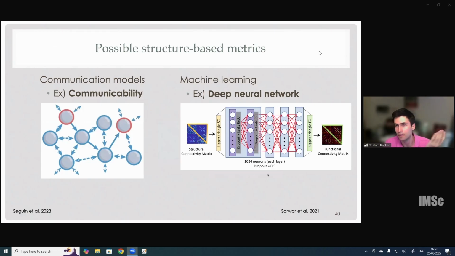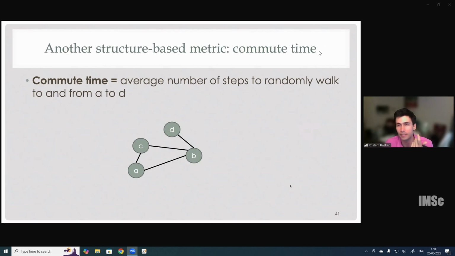And there's a lot of possible things that we could use. People have proposed a lot. This is a really great review paper if you're interested in learning more about all the amazing ways that people have tried across 20 years. Communicability is one. Deep learning has been used too, starting from 2021. That's shown great success. But here we're going to take a physics approach. And we're going to use this metric called commute time.